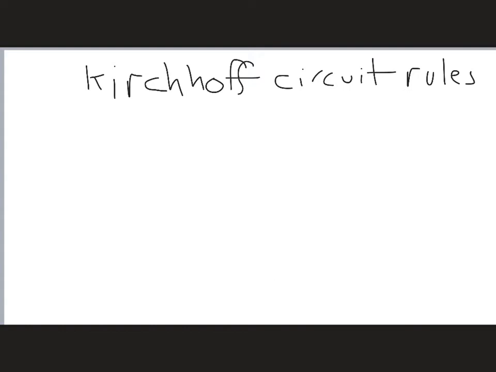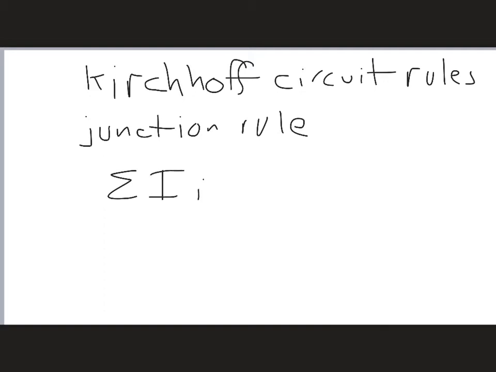Okay, so after you have the loop rule, the second of the Kirchhoff circuit rules is the junction rule. And that says that the sum of the currents going into any junction must be the sum of the currents leaving any junction. So the sum of the currents going in must equal the sum of the currents going out.